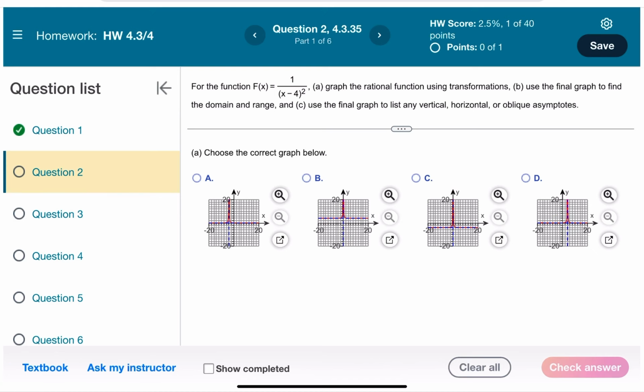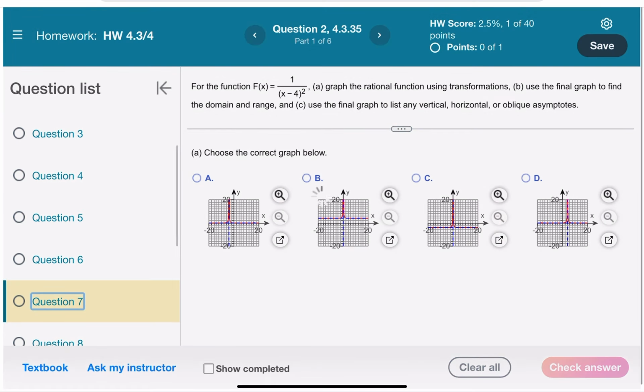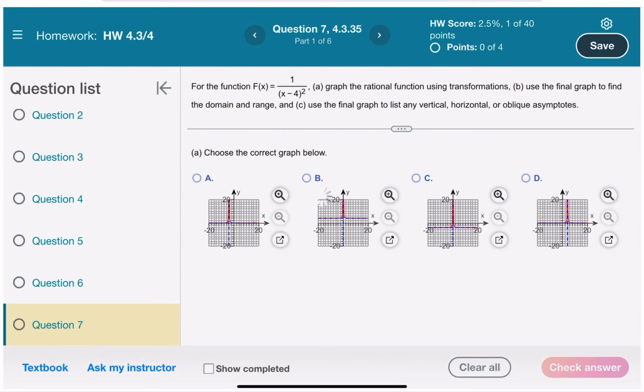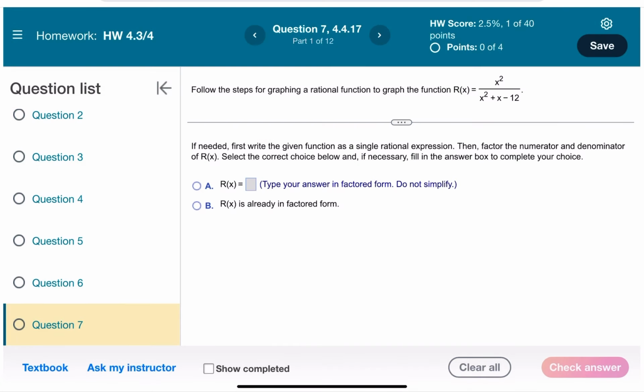All right, so again, I wish I could do the rest, but I'm really just going to jump to 7 here. I'm trying to keep this video short. So, okay, let's get to the real problem here.